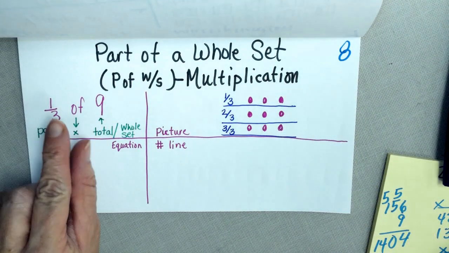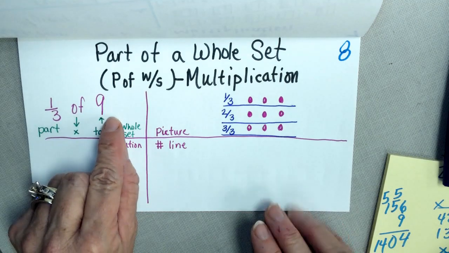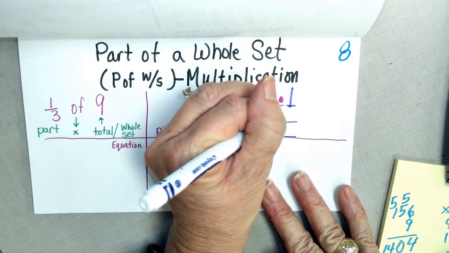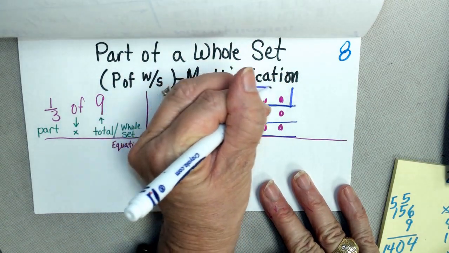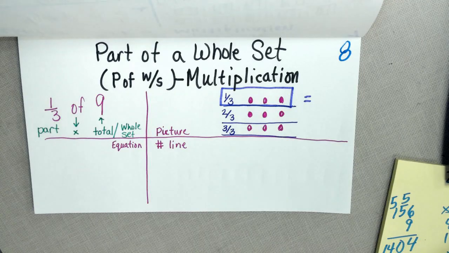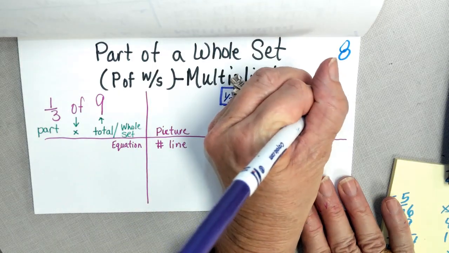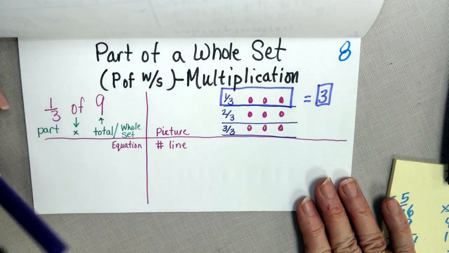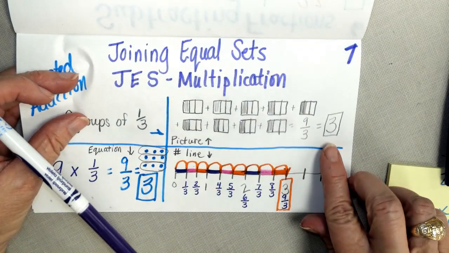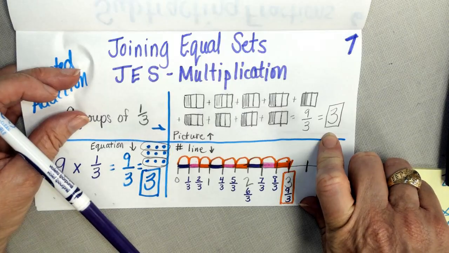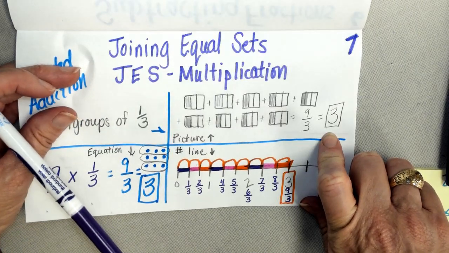And if I wanted to know 1/3 of the whole group of 9, then that's going to look like me boxing in this whole group. And how many dots are represented in the 1/3 group? Braylon? 3. So what is my answer going to give me? 3. So if I do a quick flip back, did we get 3 in this picture?